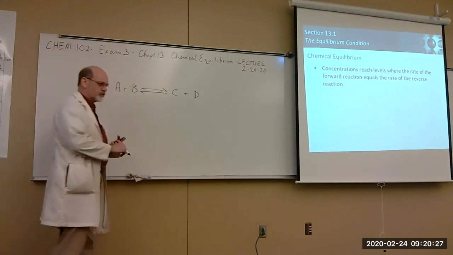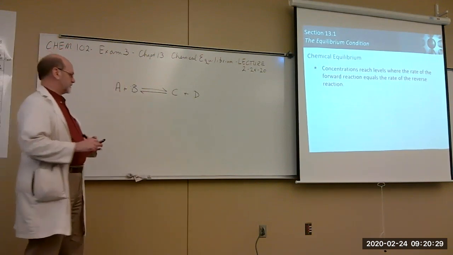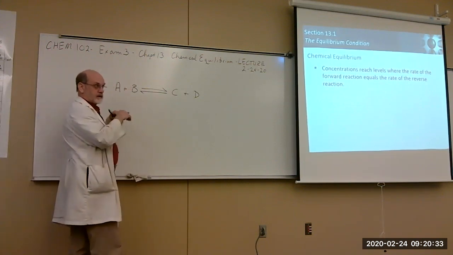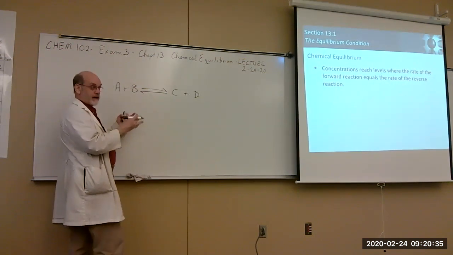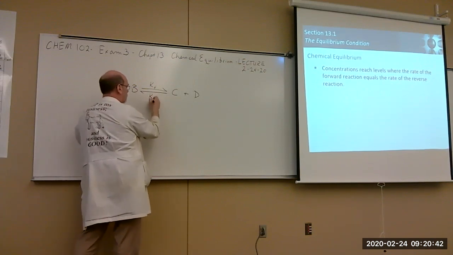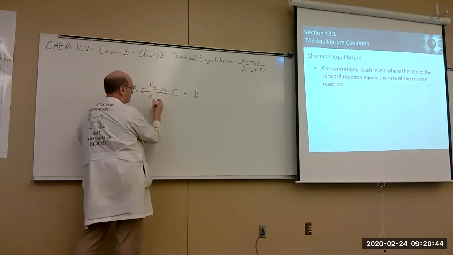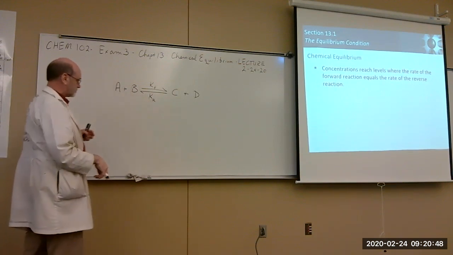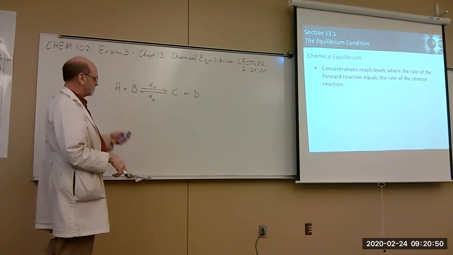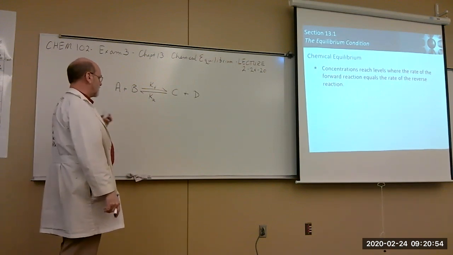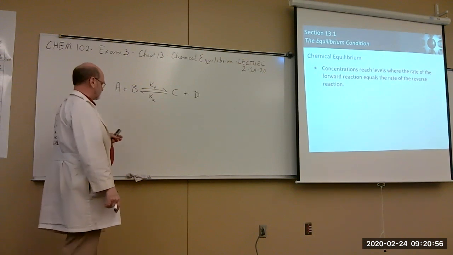So it all has to do with the rate of reaction. You could have a reaction rate K value for the forward reaction, but you'd have a different K value for the reverse reaction. Okay. But the rates would be the same at equilibrium.